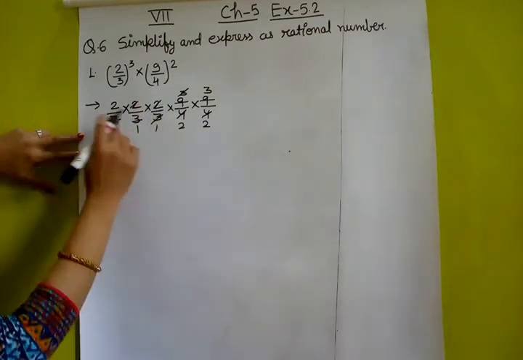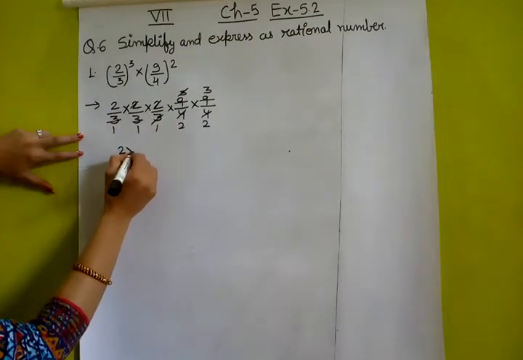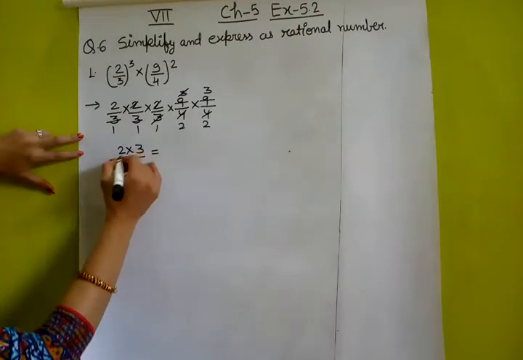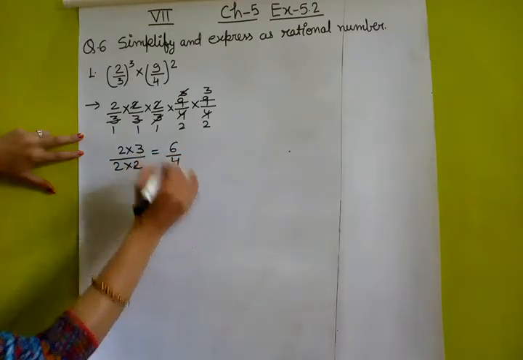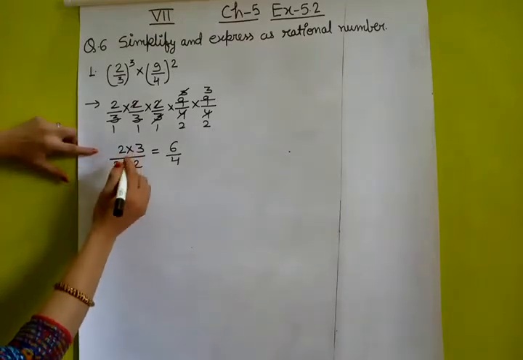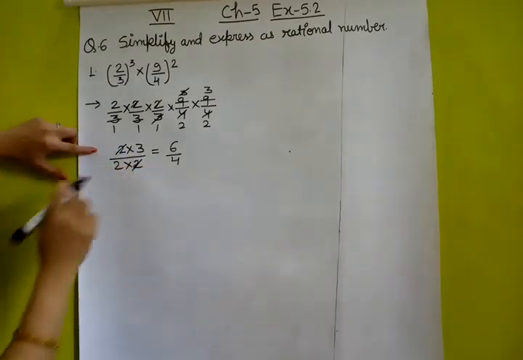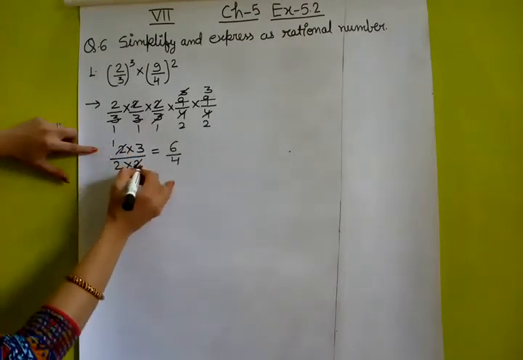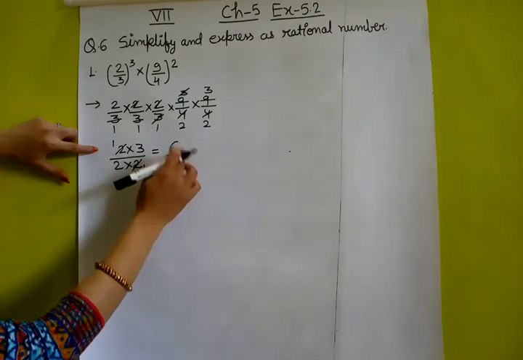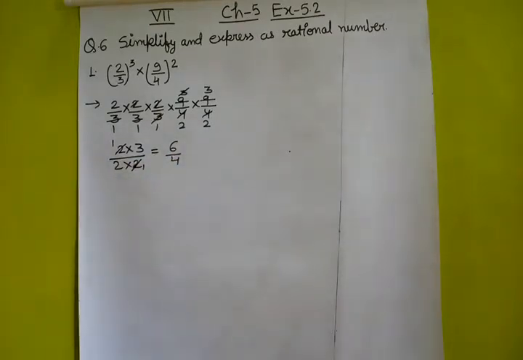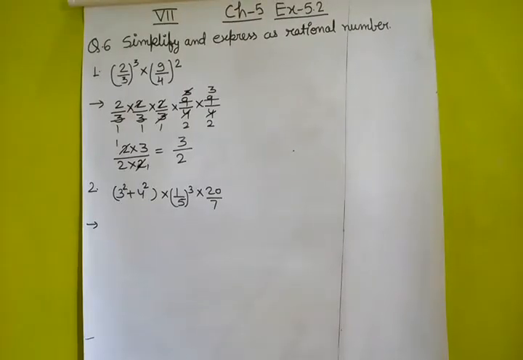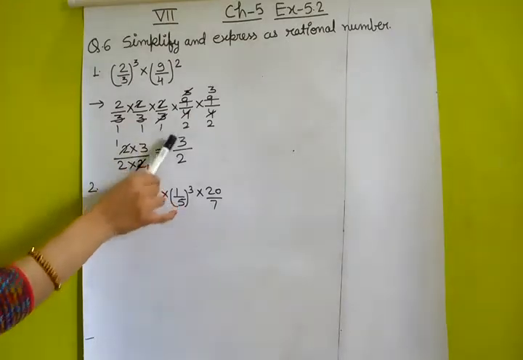Students, upside you can see only 2 and 3 is remaining. So 2 multiply 3, downside 2 multiply 2 is remaining. So students, this is 6 upon 4. 2 threes are 6 upon 4. Students, here one more thing, you can cut this 2 and 2 also, because 2 ones are 2 and 2 ones are 2. So students, your answer will not be 6 upon 4, it will be 3 upon 2.